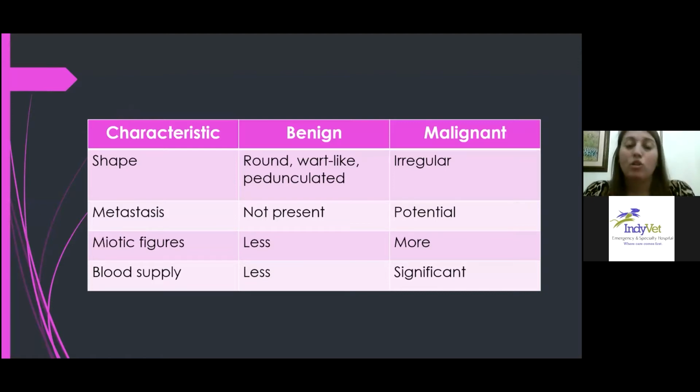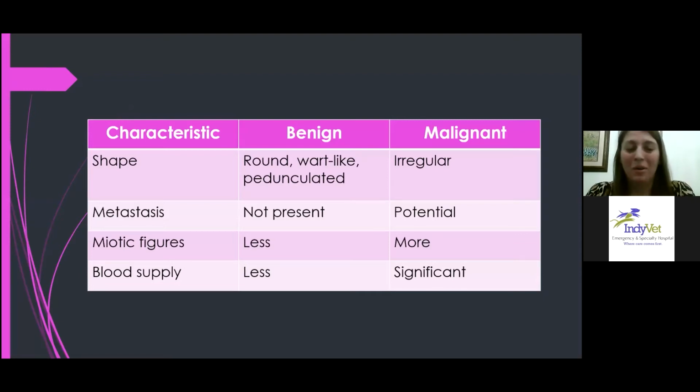Metastasis, benign is usually not present, and malignant tumors have the potential to metastasize. Mitotic figures, when looking at the cells under a microscope, there aren't very many in a benign tumor, whereas they are in a malignant tumor where they're growing faster, the cells are dividing much more, so we see a lot more mitotic figures. And blood supply, benign, usually much less, malignant, much more, goes with the sustained angiogenesis as a hallmark of cancer.